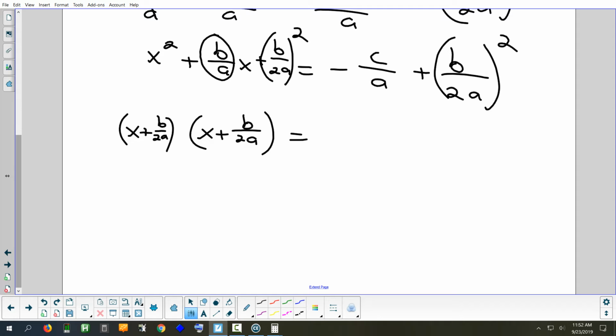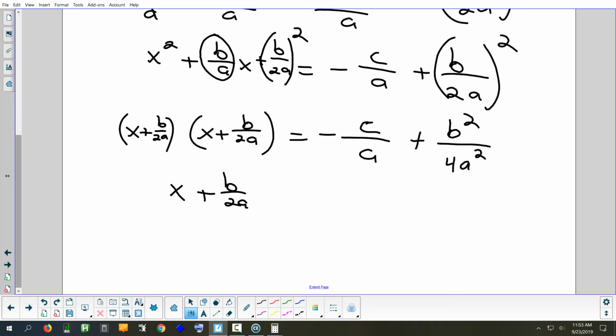Now the right-hand side. We got to start doing this out at some point. So let's square that. What do you get if you square what's in the top? b squared. So maybe you're starting to see some things from the quadratic formula. And what about in the bottom? 4a squared. All right. Let's factor that. So that's x plus b over 2a to the second power.